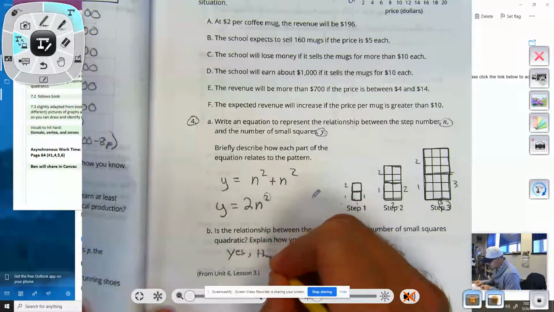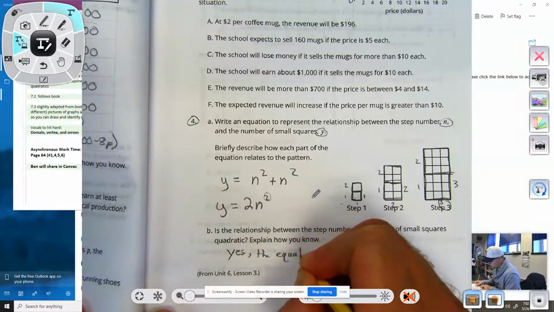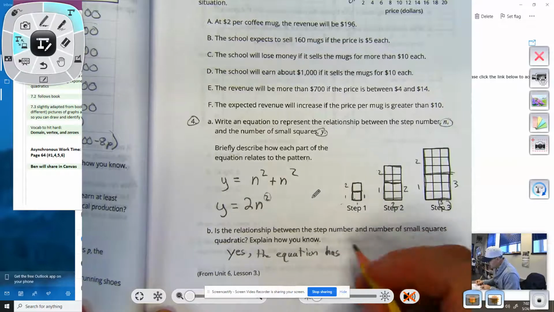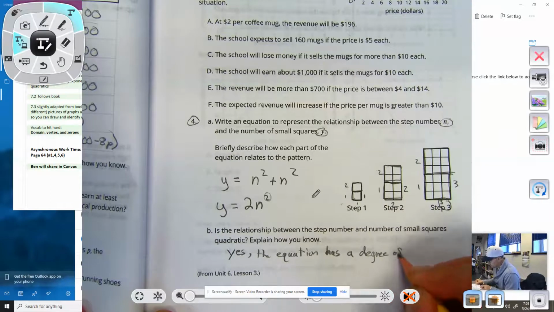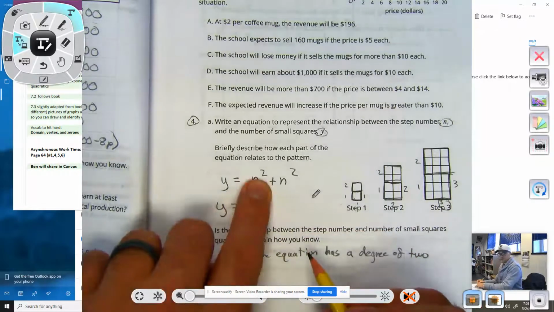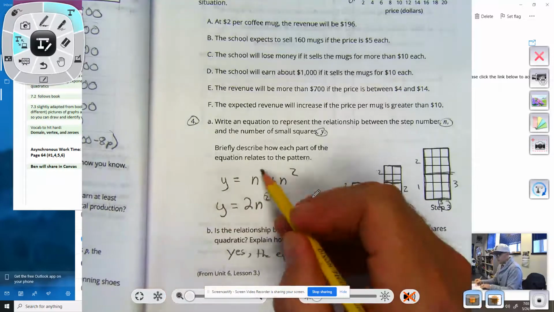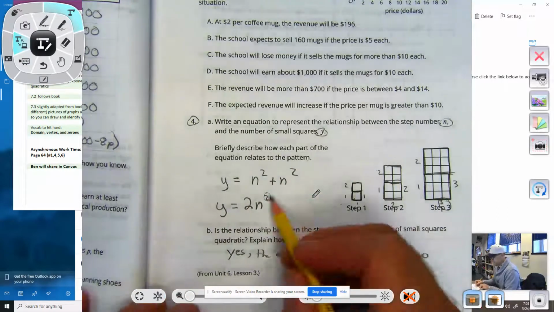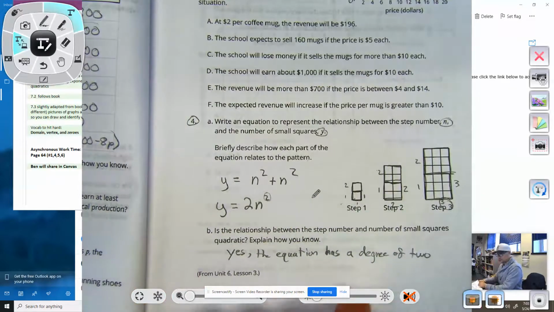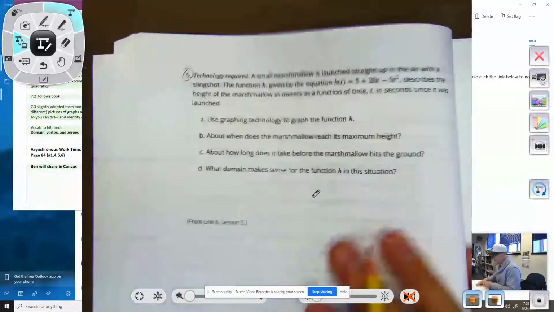Yes. The equation has a degree of 2, which means that the biggest exponent we can find is this number 2 right here. An exponent, all these little numbers up here. If there was like a 5 up here, we would say that's the degree of 5. But we're just going to say it has a degree of 2. That means it's quadratic. Okay, that's it with number 4. Let's go ahead and move on to number 5.